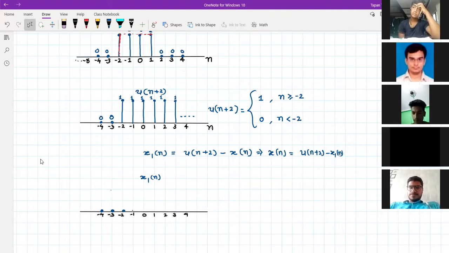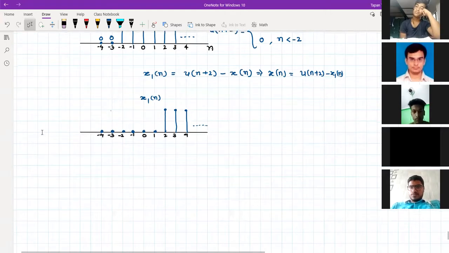At minus 1, 1 minus 1, so you get 0. At 0, 1 minus 1, so you get 0. At 1, 1 minus 1, so you get 0. At 2, here it is 1, here it is 0, so 1 minus 0, 1. Similarly, at 3, 1 minus 0, so you get 1. At 4, 1 minus 0, so you get 1. And this continues.